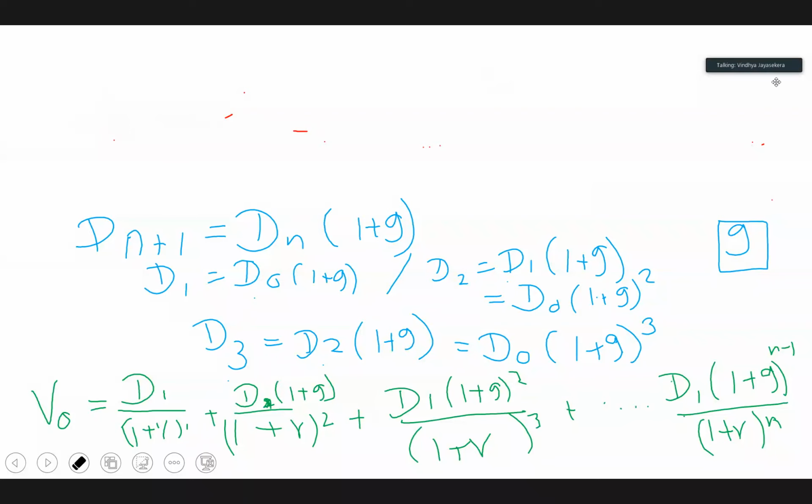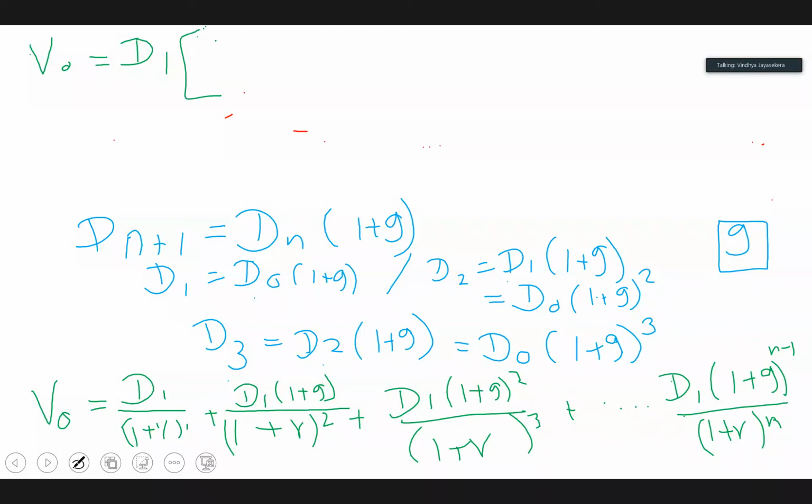Yeah? So you can see here D1 is common. D1 is common, right? We can take that out. We can take that out. And based on that, this equation will condense. So we can take D1 out.